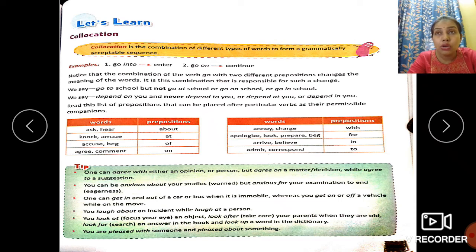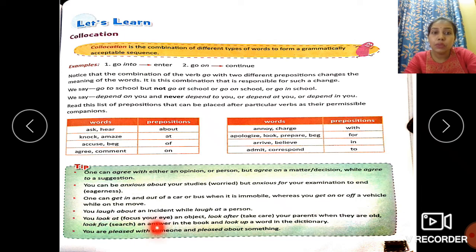Okay. Look after. You should look after your younger brother when your parents are not at home. That is to take care of your brother. Next is look for. What are you looking for? That means what are you searching for? Again, look up. When I don't know the meaning of a word, I look up the dictionary in order to find its meaning. So that is again to search something in the dictionary. These are the various meanings of phrasal verbs.